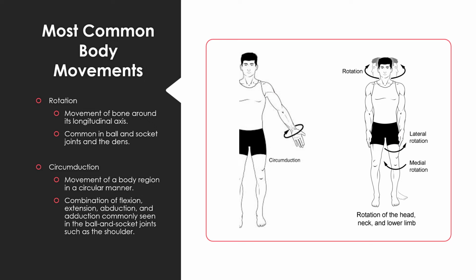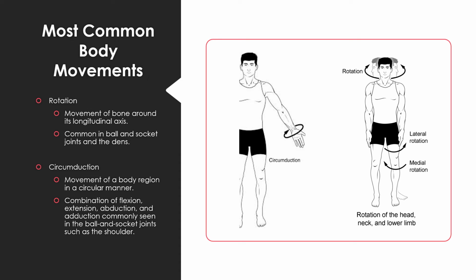All right, the next two that we have is rotation and circumduction. These are kind of similar. They are different though. For rotation, you can see it's a movement of the bone around a longitudinal axis. So you can rotate your head left and right. You can also kind of rotate your leg left to right, like in the diagram over there.